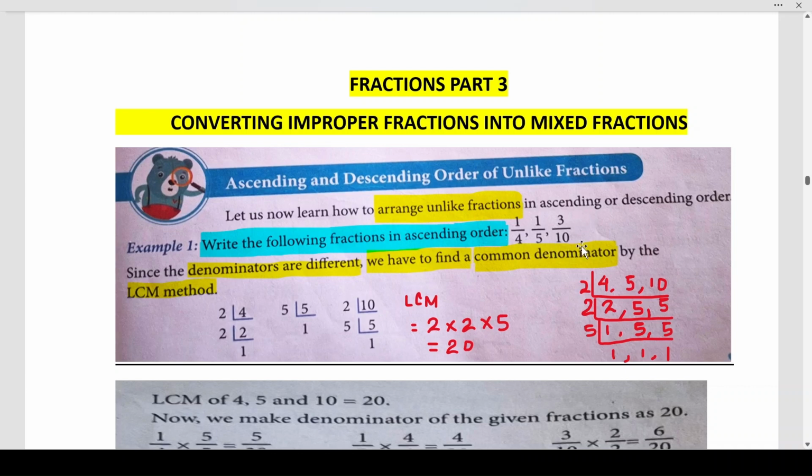Why are these unlike fractions? Because the denominators 4, 5 and 10 of the three fractions are different. Had they been the same, it would have been like fractions. Now, since the denominators are different, we have to find a common denominator by the LCM method.